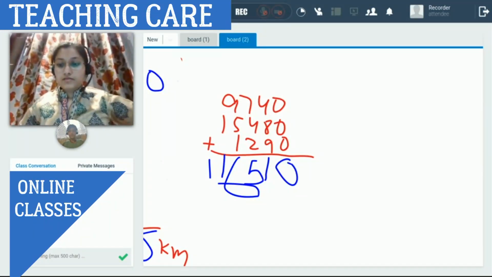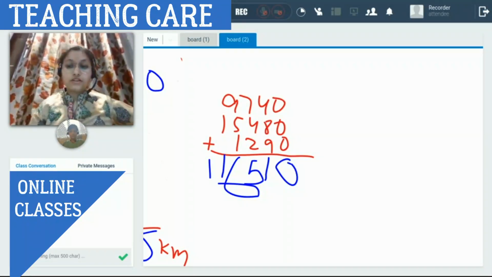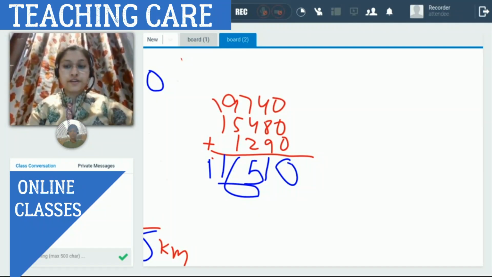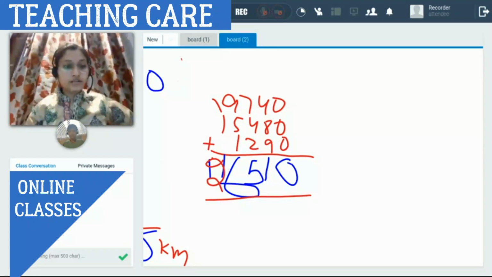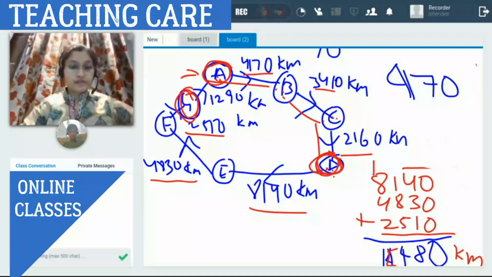It's 116510. Let me check it. No, it's 26510. Oh, I added an extra one. Instead of adding this extra one, you have to add it up over here as a carry, then it will be 26510. So the total distance traveled by the bus from A to A is 26,510 kilometers.